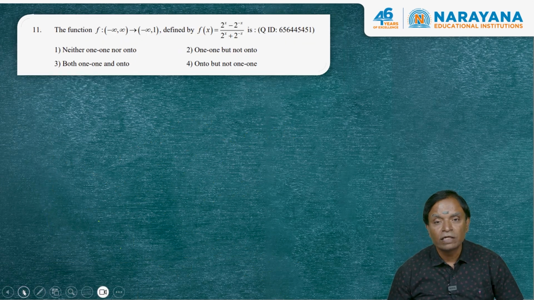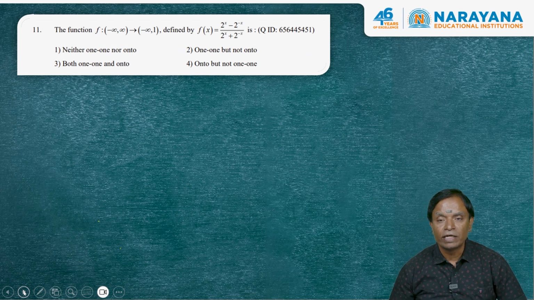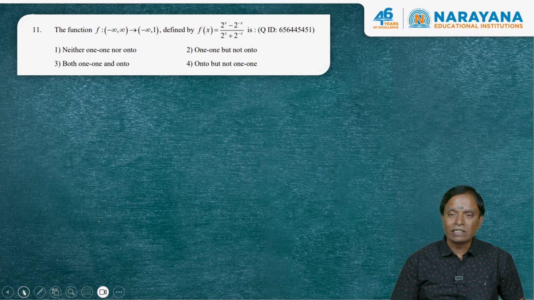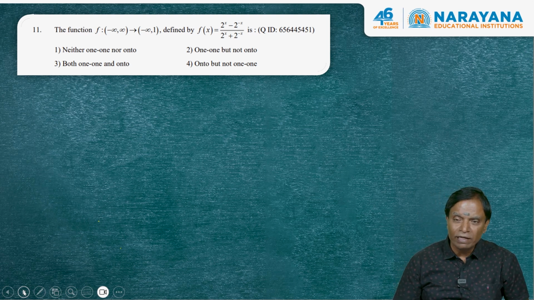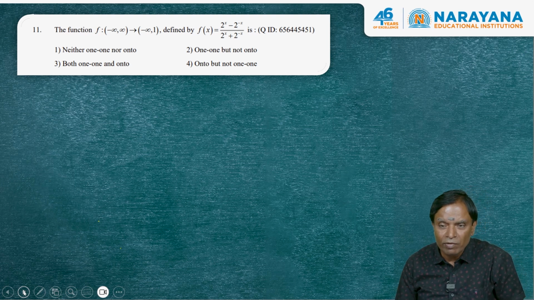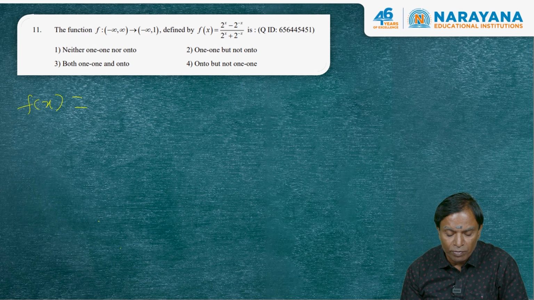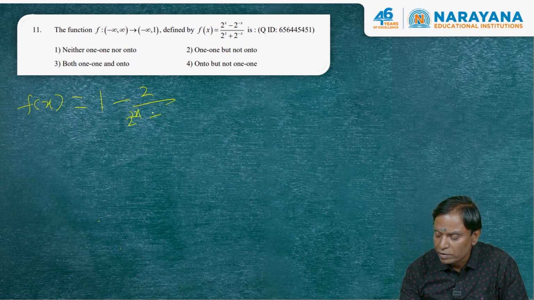You are given the function f from minus infinity to infinity defined by some function. It is asking whether it is 1-1 or onto or something. Now what you can do is, if you have the idea of hyperbolic functions, in the place of 2, if you imagine e, the function whatever is given, it is tan hx. Since you don't have the hyperbolic functions idea, what shall we do is, let us simplify f of x. Write 2 power minus x as 1 by 2 power x and simplify the expression which reduces to 1 minus 2 by 2 power 2x plus 1.